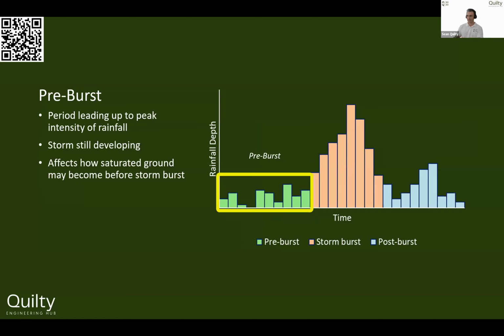But what's important to note is this pre-burst will actually start wetting the ground itself. If you've got a natural catchment, with vegetation, grass and soil, that pre-burst will start saturating the ground. That's really important because the more saturated the ground becomes, the more excess runoff you're going to have. If the ground's completely saturated, any water that hits it is just going to run off straight away. It's not going to be able to soak into the ground. So the pre-burst is really important to understand.